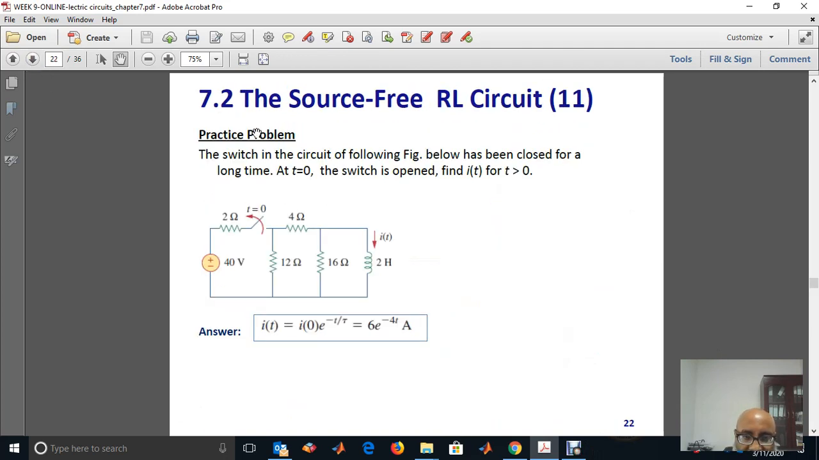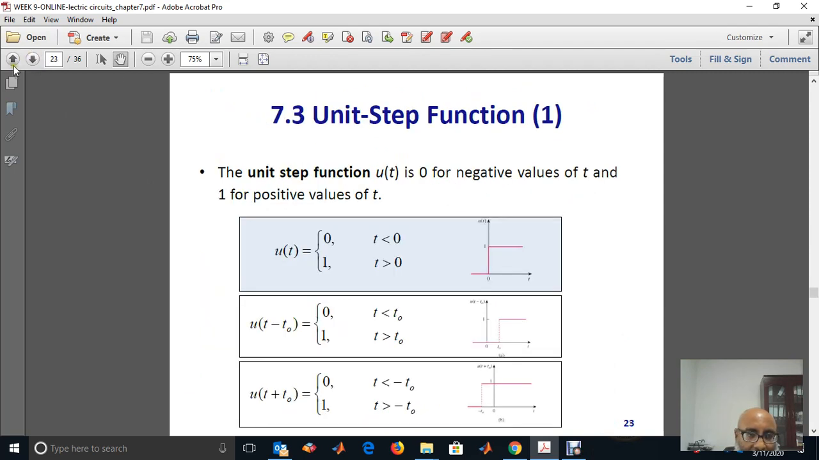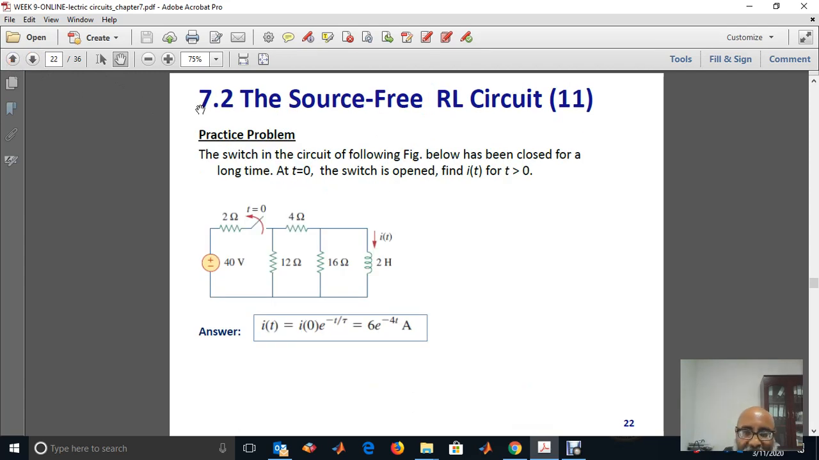And you can practice with this problem also. With this, we finish the source-free RL and RC circuits.